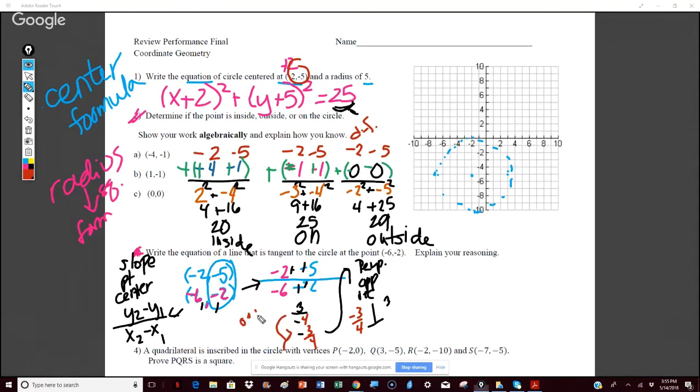Oops. I'm going to put oops. Jed's face. Growth mindset, we're okay. Here we have to flip it. So negative becomes positive. The 4 goes on the top and the 3 goes on the bottom. So 4/3 is my perpendicular slope. But we're not done yet.